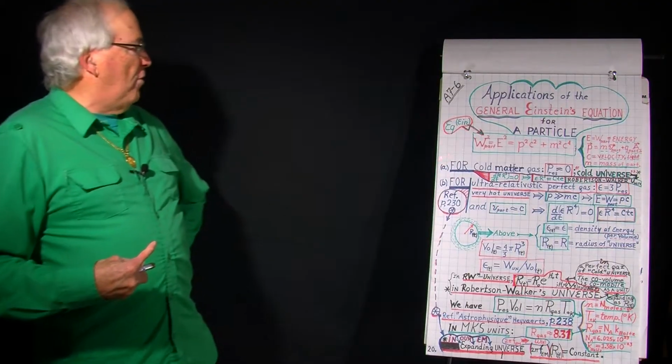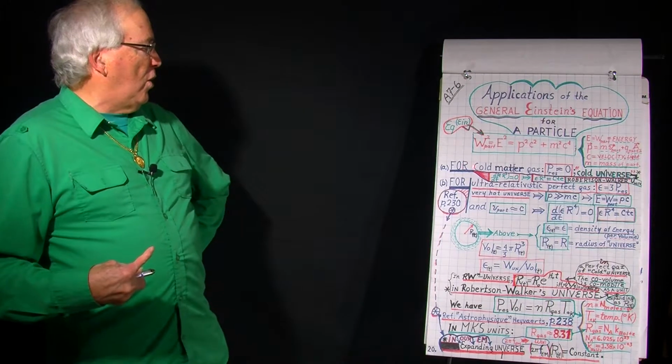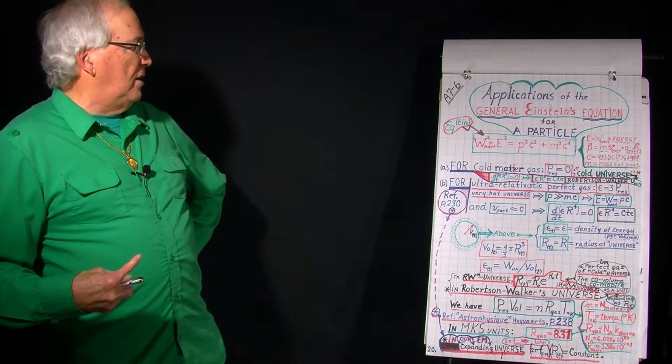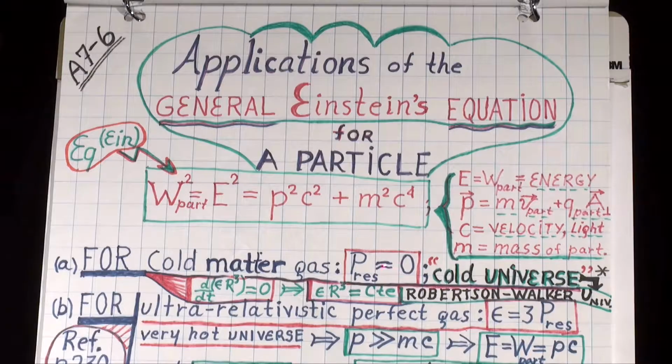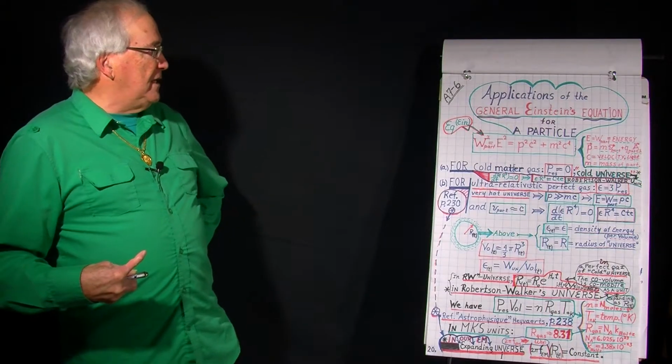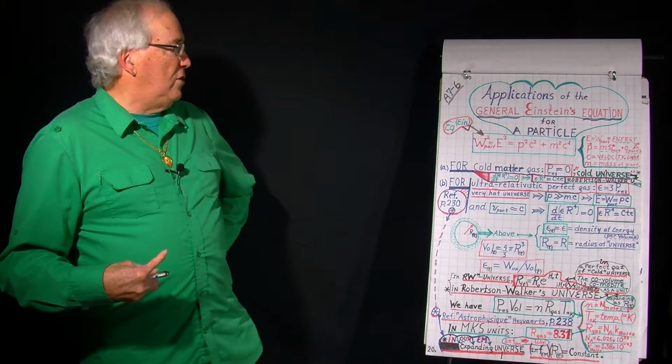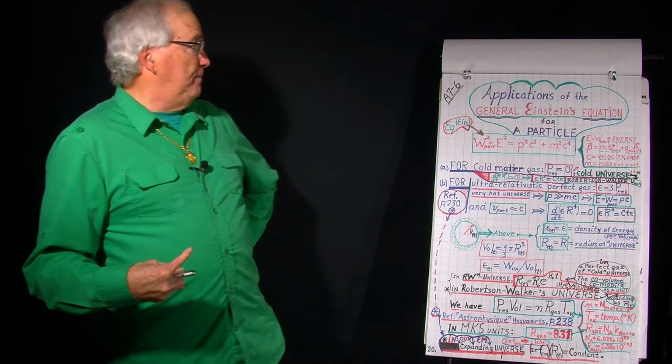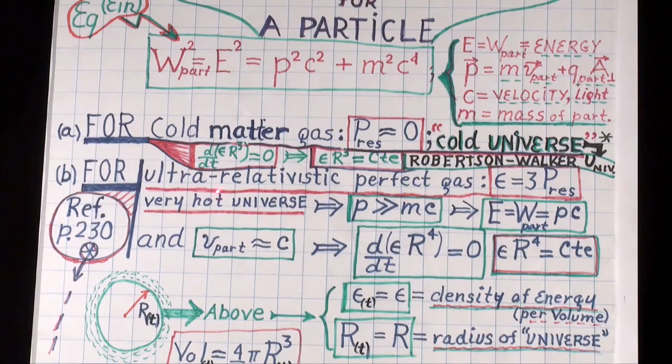So for what we call a cold matter universe, where the pressure is very low, we call it the Robertson-Walker Universe, and we have the equation that the density of energy multiplied by the cube of the radius of the universe is a constant. If you have, on the other hand, at the origin near the Big Bang, only an ultra-relativistic gas, where the particles are moving very fast.